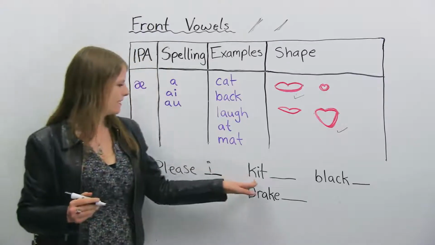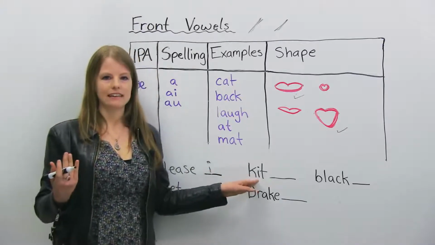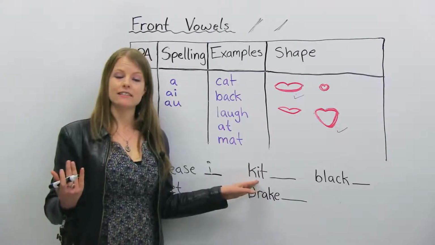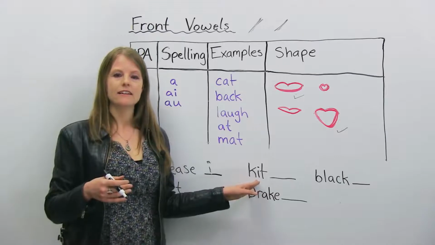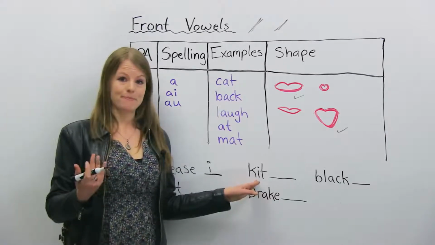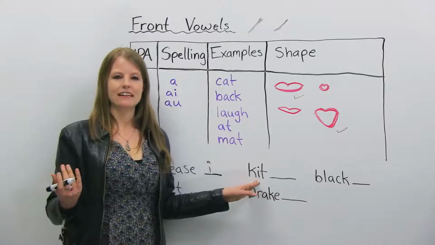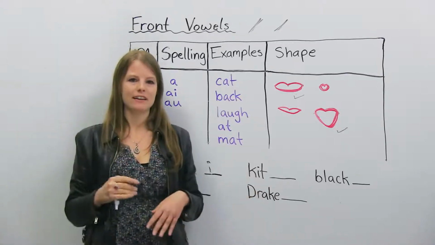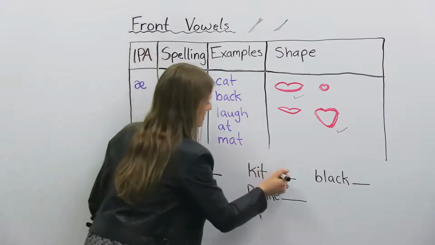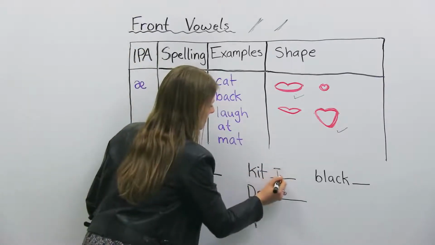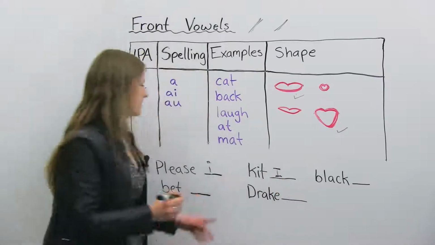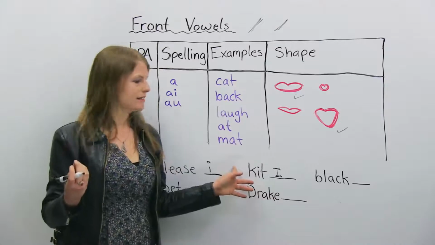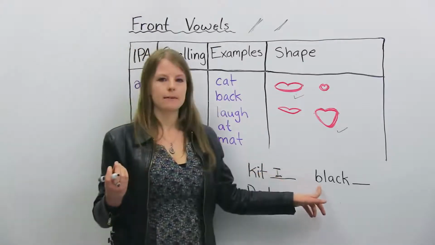Now let's look at this one. Kit. Kit. So it's a shorter sound. Am I smiling when I make it? Kit. No. So what sound do you think this is? Kit. And if you look at my mouth, it's not really wide open. Kit. It's pretty serious. This is the I sound. I, kit.